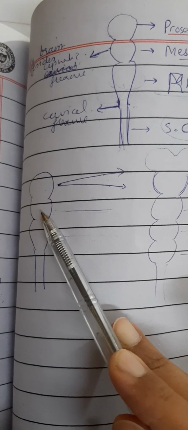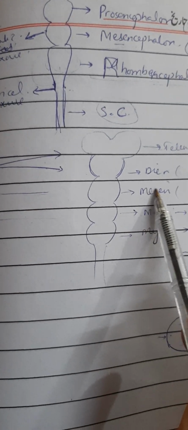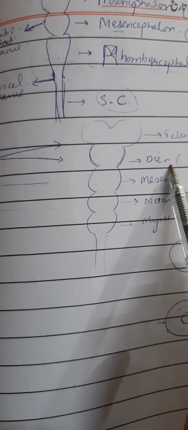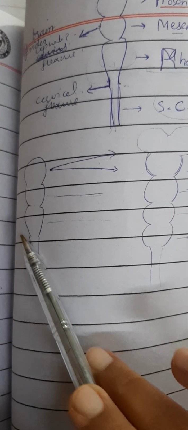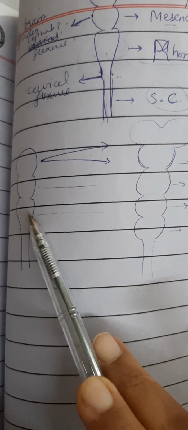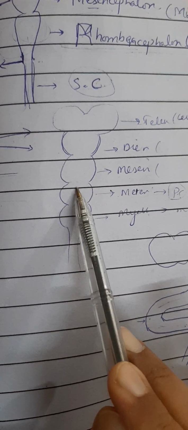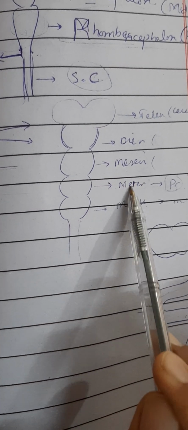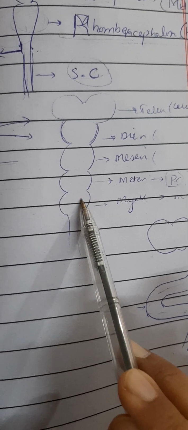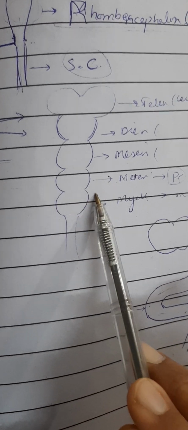The mesencephalon will stay as such as mesencephalon. There is no change in that, no further vesicle formation. And our metencephalon, जो rhombencephalon था, that is going to form 2 vesicles again. One of them is the metencephalon and the other is the myelencephalon.